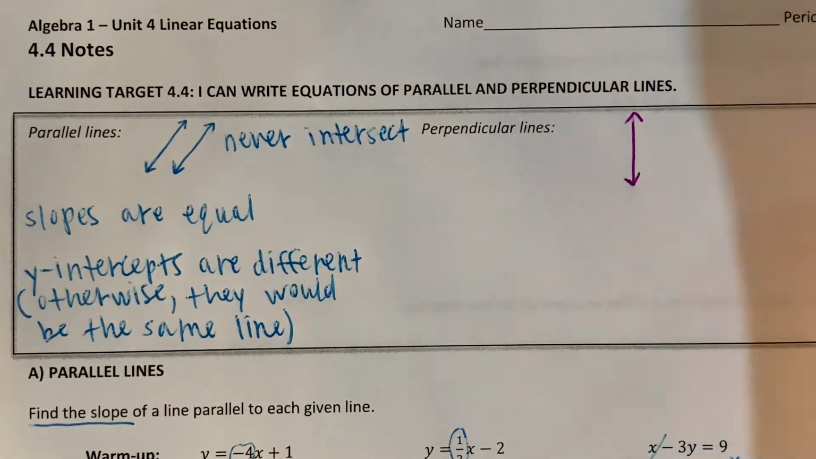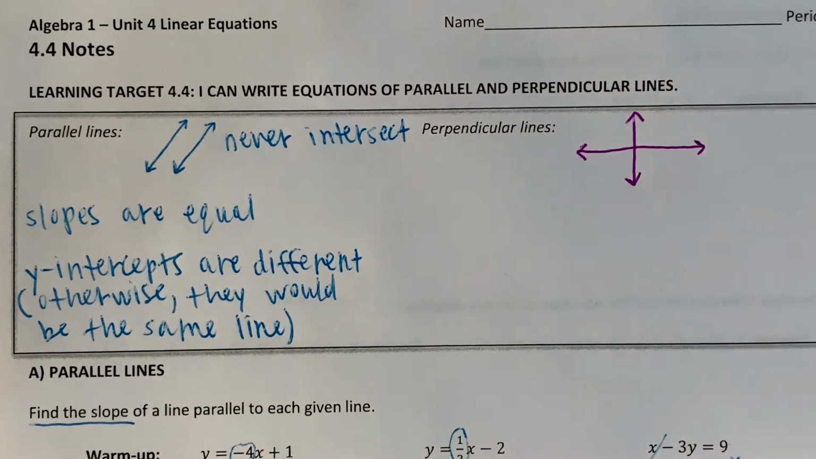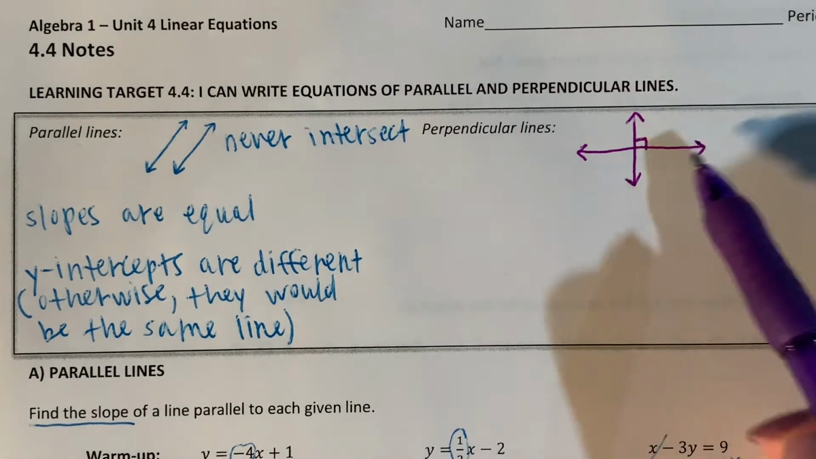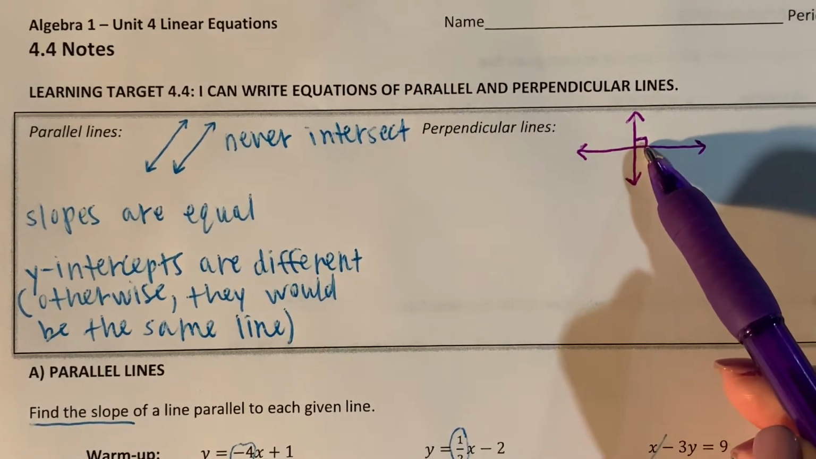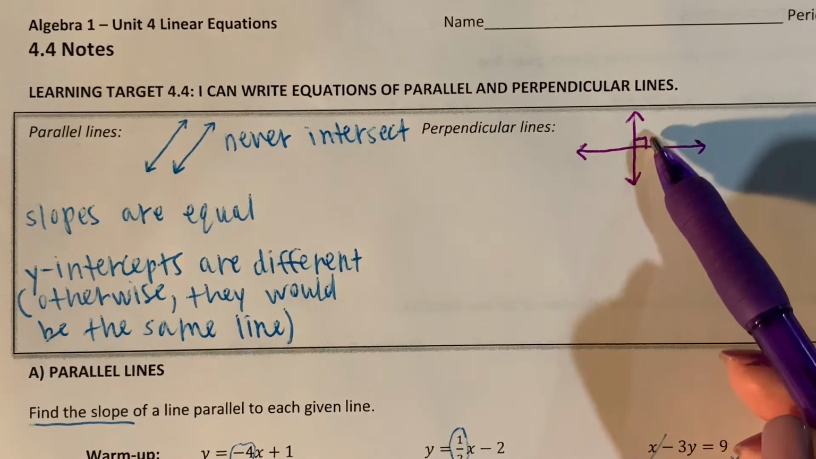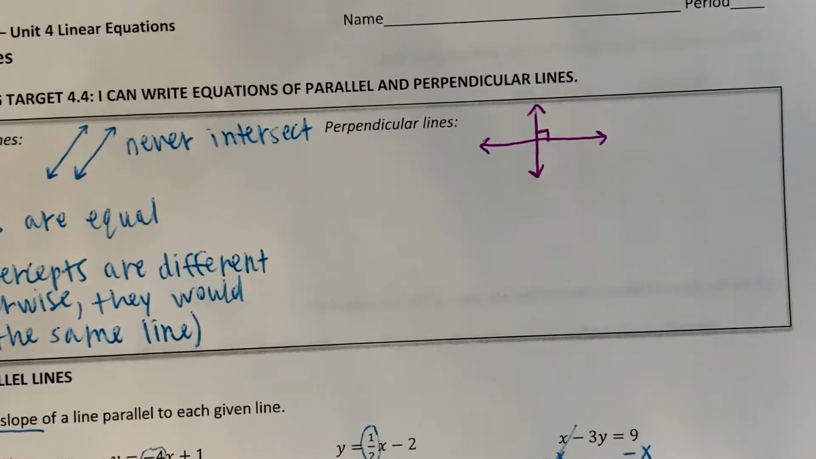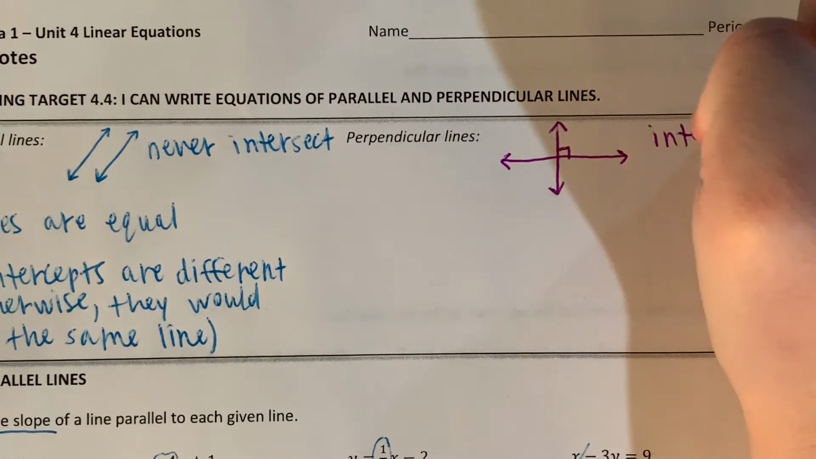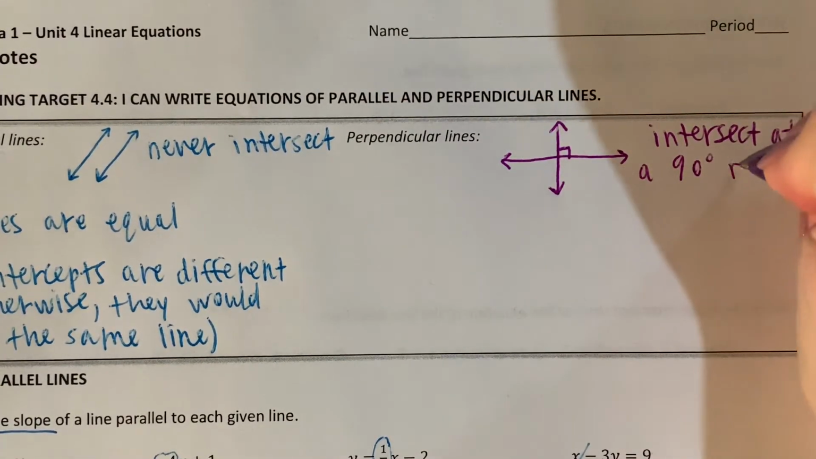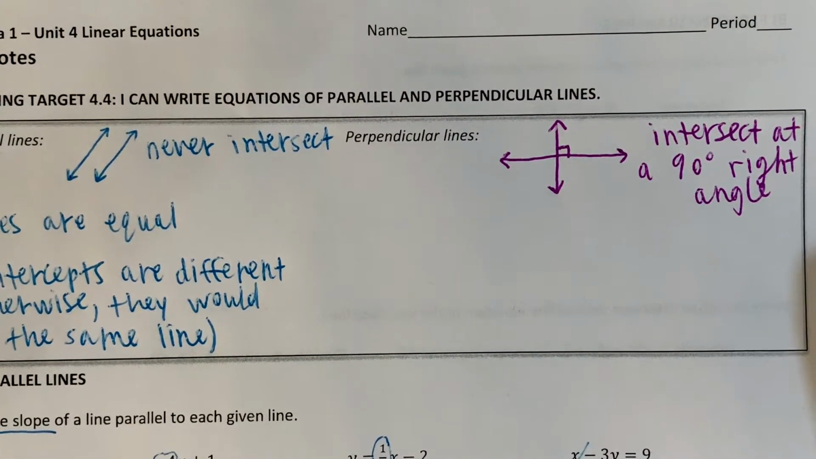Perpendicular lines are going to intersect, and they're going to intersect in a specific way where they meet at 90 degrees. So you can draw two lines intersecting, and we should add this square tick mark to show that these lines intersect at a 90-degree right angle. And we'll work with 90-degree angles quite a bit in geometry. I'll also make a note here that these perpendicular lines intersect at a 90-degree right angle.